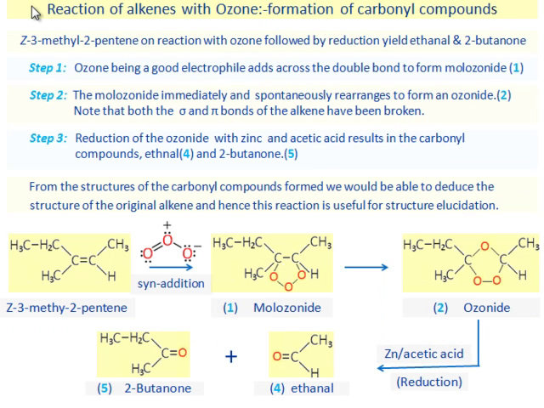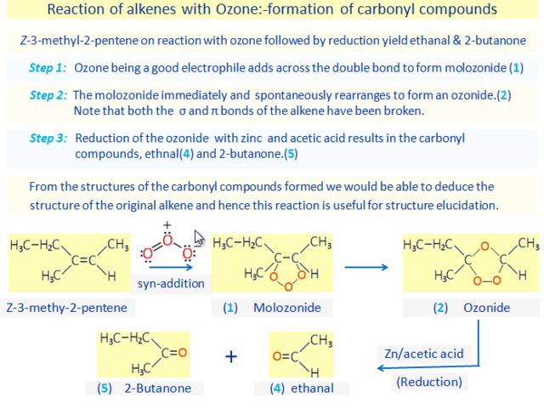Reaction of alkenes with ozone. Formation of carbonyl compounds. Z-3-methyl-2-pentene, on reaction with ozone followed by reduction, yields ethanal and 2-butanone.